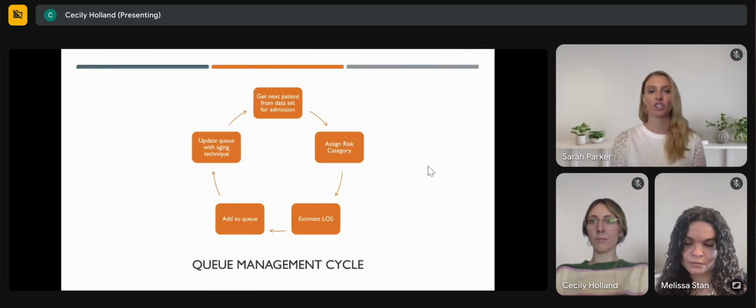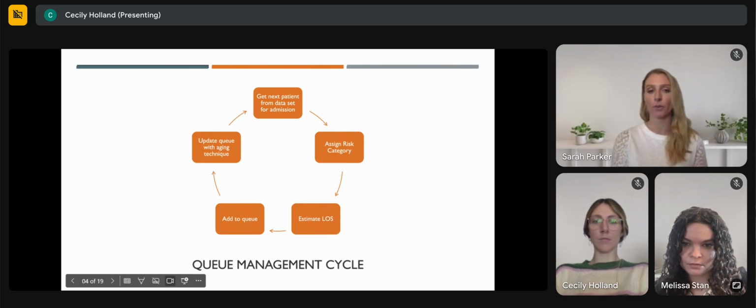And this is just kind of the queue management cycle. We pull a patient that needs to be admitted. They are assigned a risk category based off of our algorithm. They have an estimated length of stay. They are added to that queue. And then when an event happens, then their priority is updated in the queue.